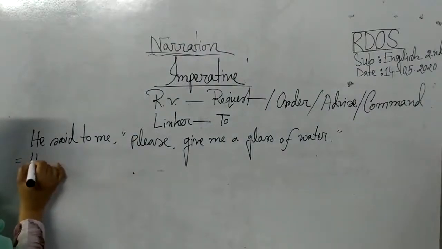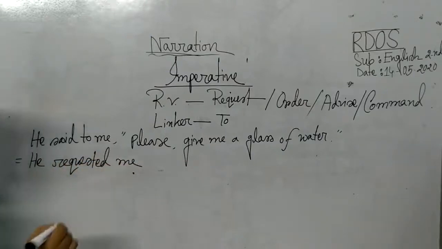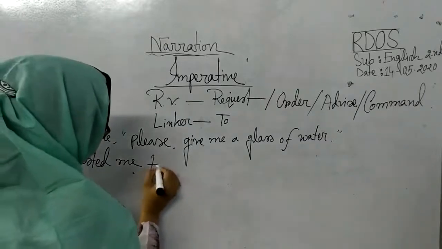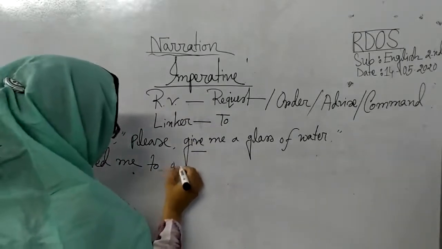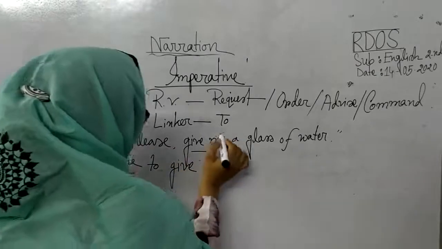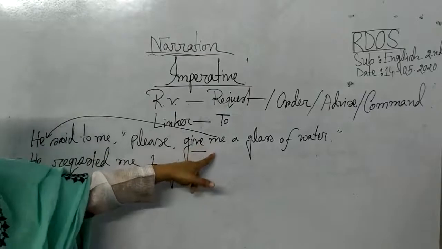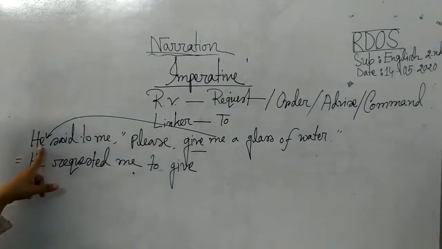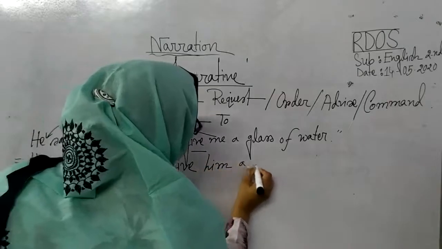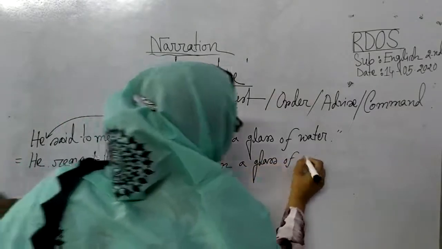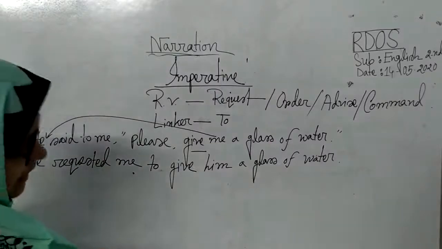So the speaker is he, then the reporting verb is requested, then listener, requested me, then to, the linker is to, then give, that is the verb. Give me, this is first person, will follow the speaker, so this is me, that means this is the objective form and he is the subjective form. So what is the objective form of he? Yes, him. Good. Give him a glass of water. He requested me to give him a glass of water.